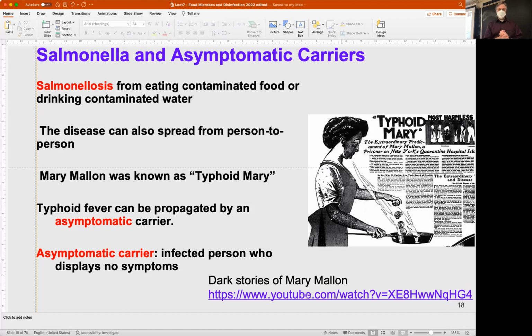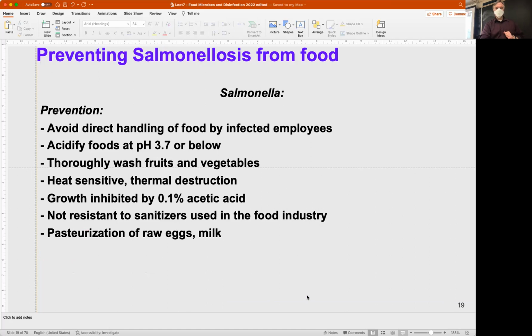Sadly, Mary Mallon did suffer for this. She was brought to trial, told not to cook anymore. She went to housekeeping, and then she couldn't make ends meet, so she went back to cooking again. More people died, and then they realized she was cooking again, and then she spent the rest of her life institutionalized. And this is what can happen if a government uses a heavy hand to isolate somebody. And it has happened in the United States. It's kind of a sad story.